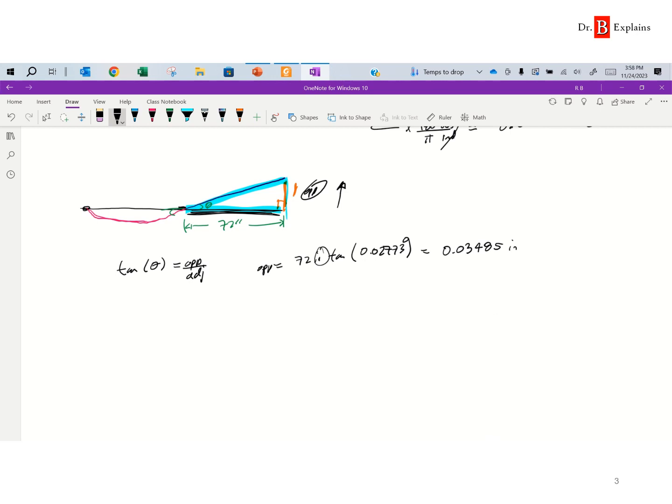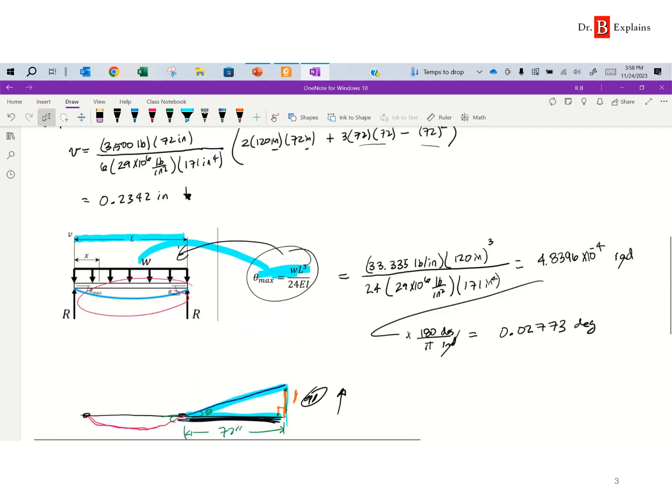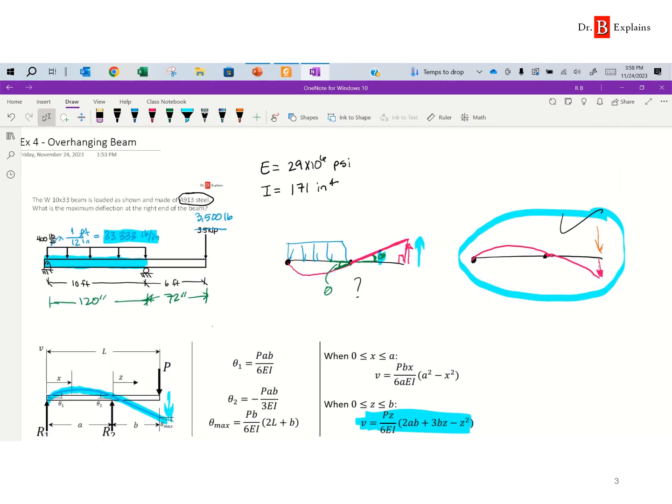Again, we can assume that the adjacent here, that distance, is still 72 inches, because of that angle, it's a very small angle. Remember the small angle approximation, so we can approximate this opposite one just as adjacent times the tangent of the angle. Anyway, so if you recall what's going on, right? This one is going up 0.03485 inches up.